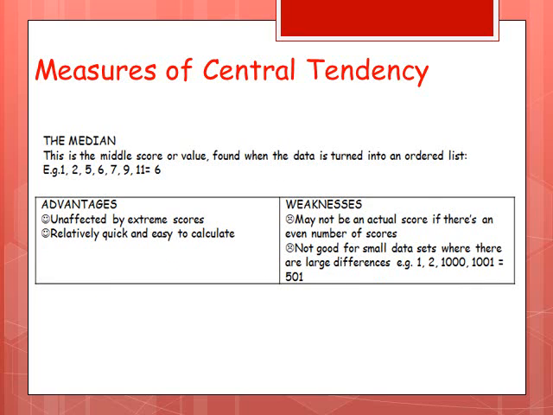The median is the middle score or value found in the data when it's turned into an ordered list. It's unaffected by extreme scores and it's relatively quick and easy to calculate. However, there may not be an actual score if there's an even number of scores, and it's not good for small data sets where there's a large difference within your data.